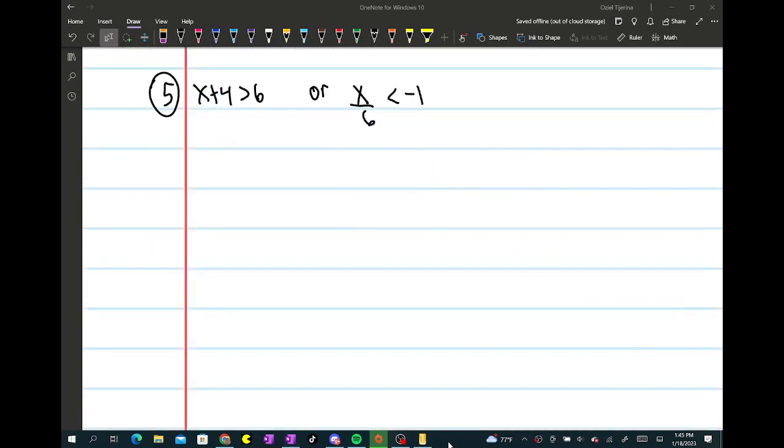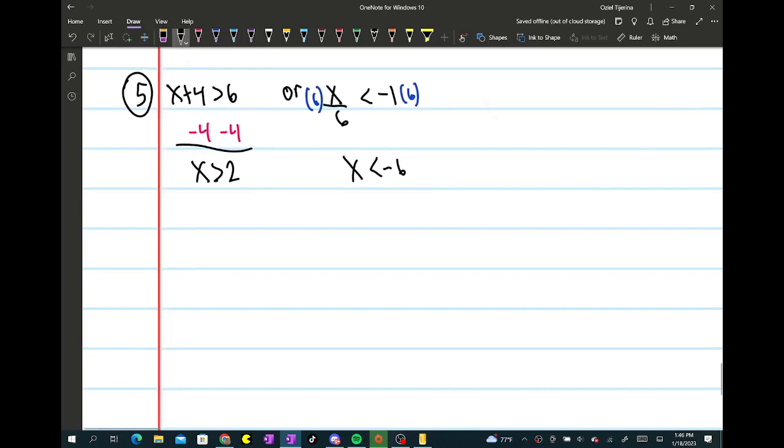So this one says x plus 4 is greater than 6, or x over 6 is less than -1. We're going to do kind of the same thing. For this one, we're going to subtract 4 on both sides, and this becomes x is greater than 2. And then over here, we're going to multiply by 6 on both sides, and we get that x is less than -6.